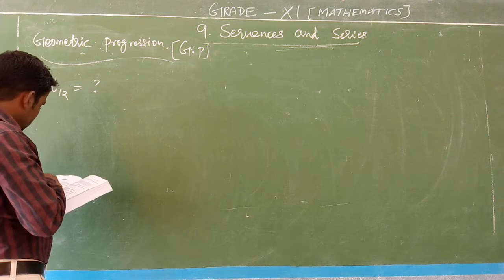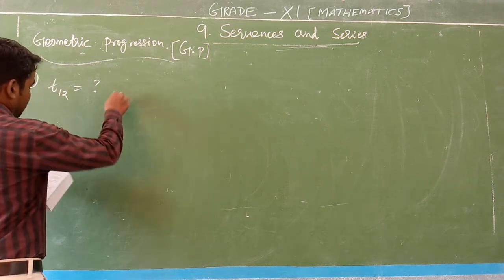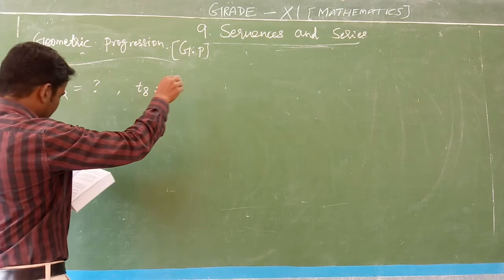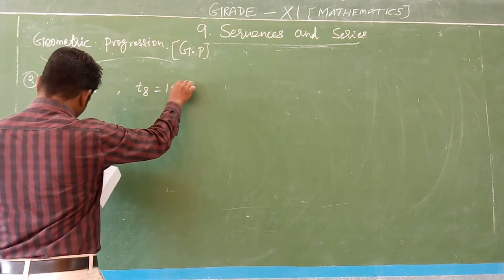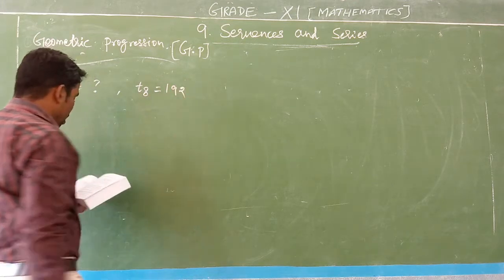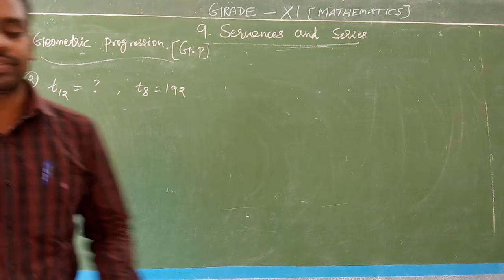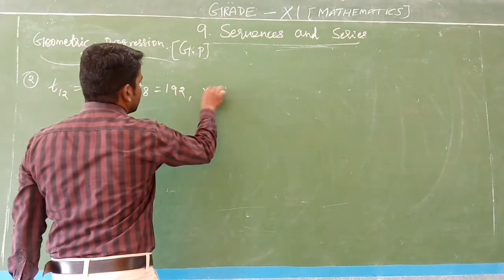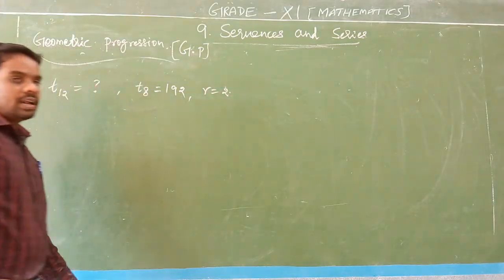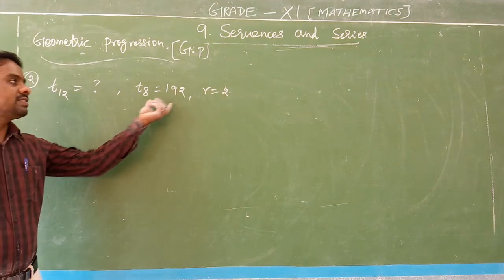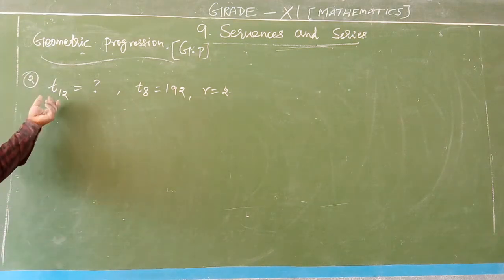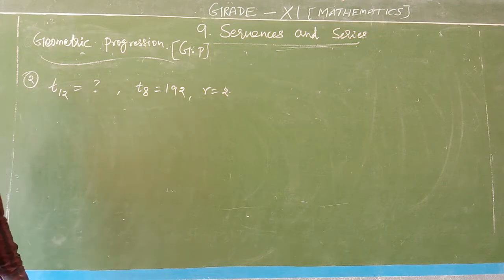The given 8th term, that is T8, is 192, and the common ratio is 2. Common ratio means r is 2. Given that the 8th term is 192 and the common ratio is 2, we need to find the 12th term of the given geometric sequence.